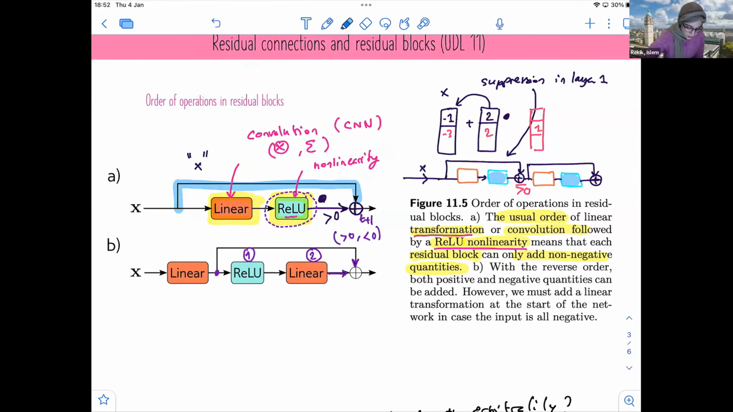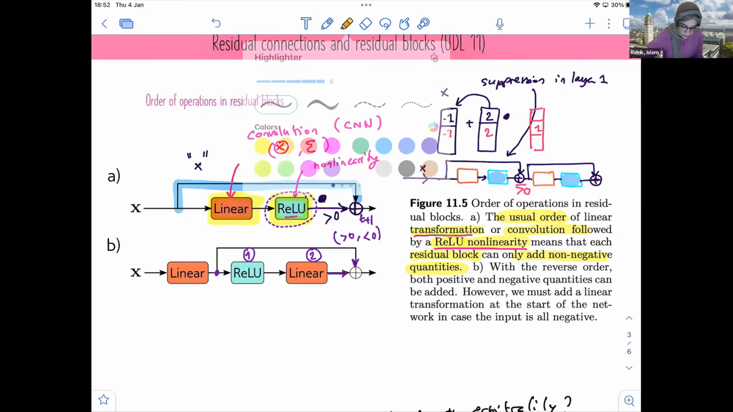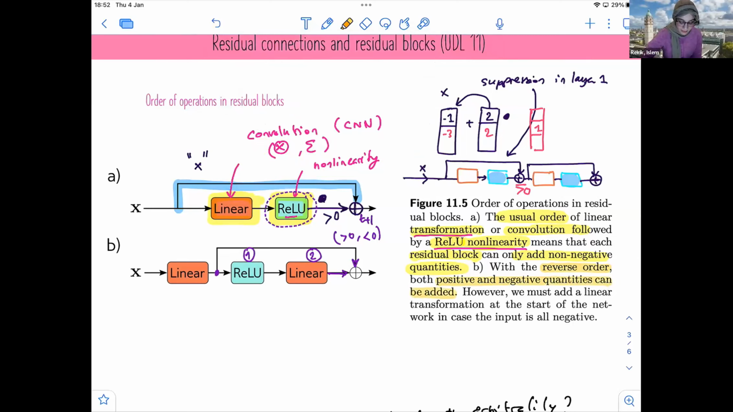So with this reverse order, so let's choose a different color, so orange. With the reverse order, both positive and negative quantities can be added, all right? However, we must add a linear transformation at the start of the network in case the input is all negative.